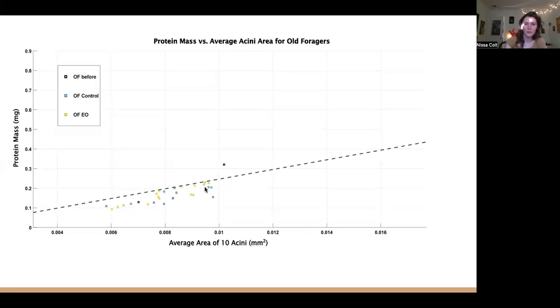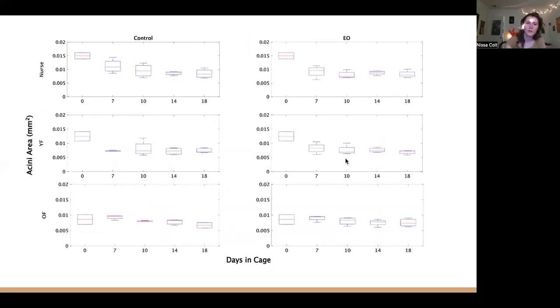So you don't see really a huge difference between a spread of data points for the control, which is blue, and ethyl oleate, which is yellow. It's all sort of mishmashed together there. So to show this in a different way, we have the before bees, which are the same in both control and ethyl oleate, because obviously they hadn't been treated yet when I killed them. But the general trend for the acini area as time went on was that they seemed to go down regardless of treatment with ethyl oleate. So ethyl oleate didn't seem to have any effect on the actual size of the acini.